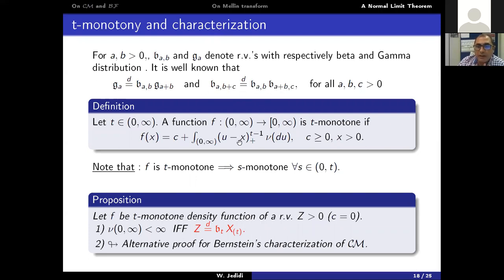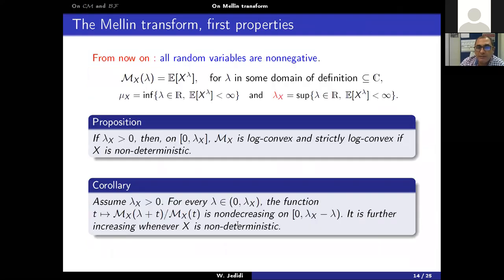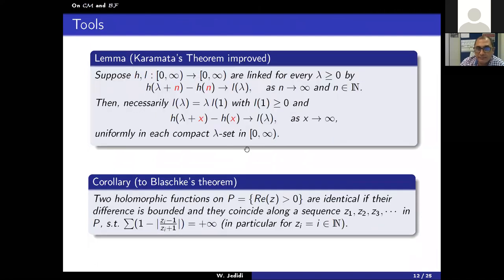There are bridges also. This kind of bridge, from the probabilistic point of view, will lead us to this nice characterization. A density function of a positive random variable Z is T monotone if and only if this Z is the independent product of a beta distributed random variable and some other random variable. So Z is built with some X.